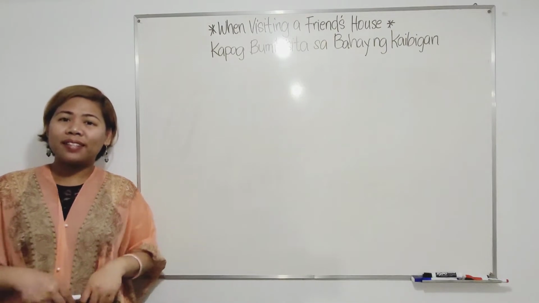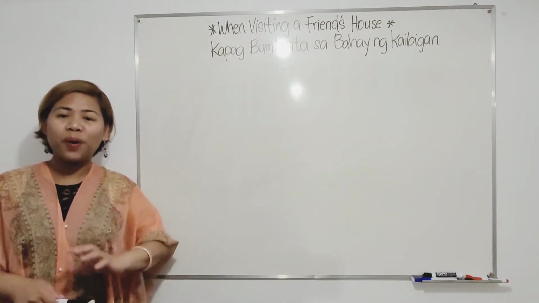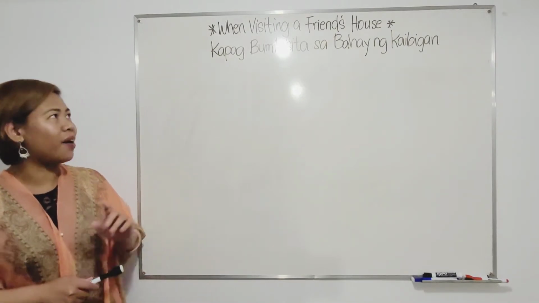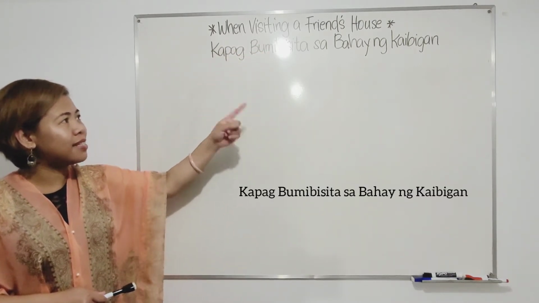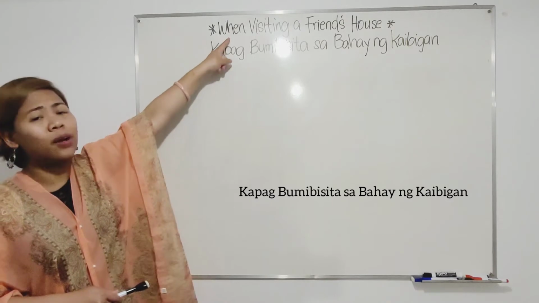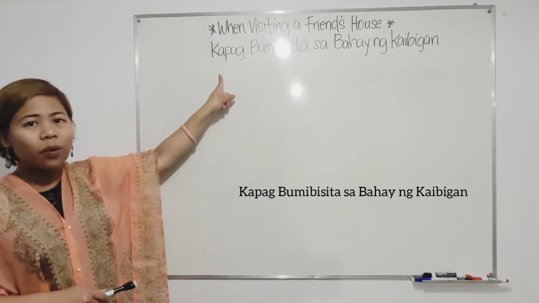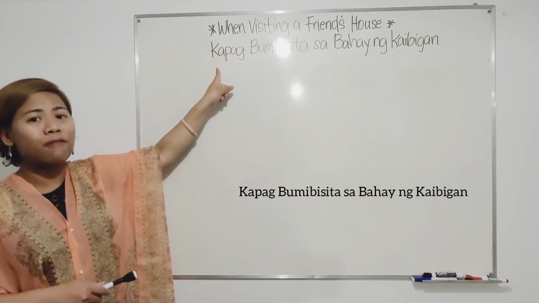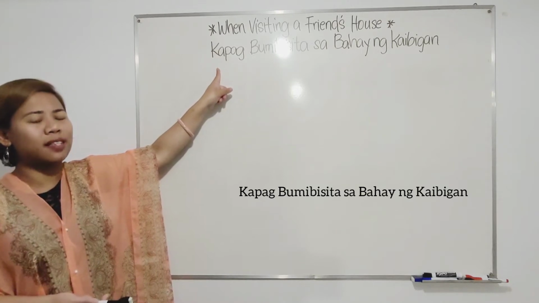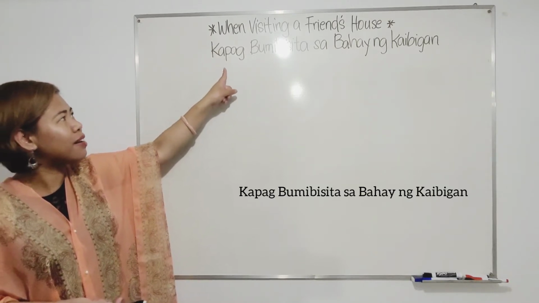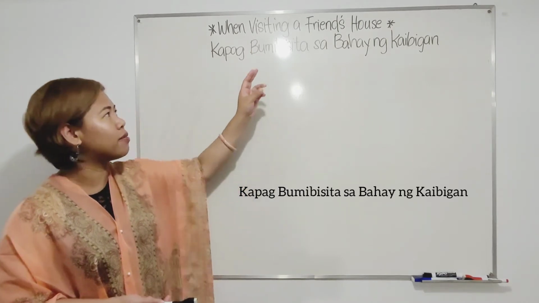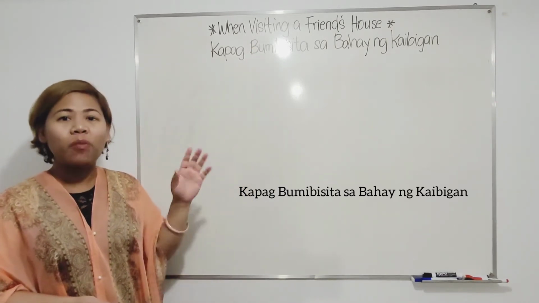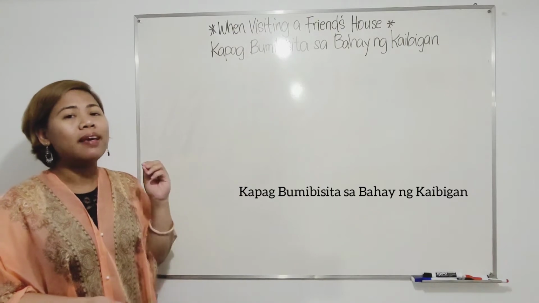Today we are going to discuss the things that we should do when we are visiting a friend's house. When visiting a friend's house is kapag bumibisita sa bahay ng kaibigan. When is kapag, or it could also mean if. So you could say if you are visiting a friend's house. So we say kapag, and then visiting is in the present continuous form, and we don't have that form. We don't have the ing form in the Philippines.